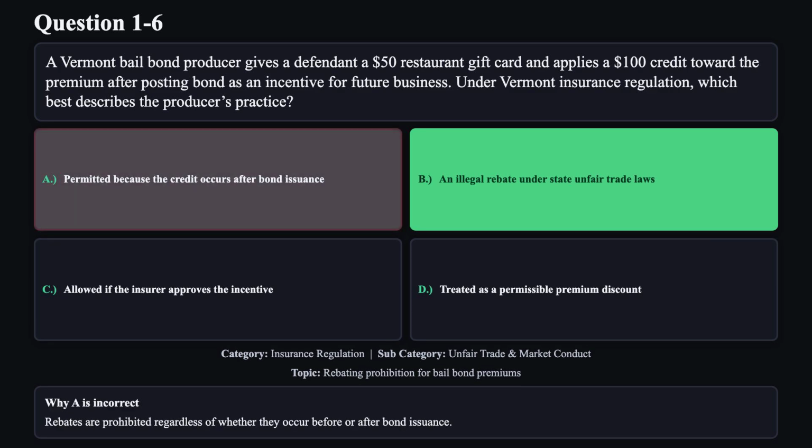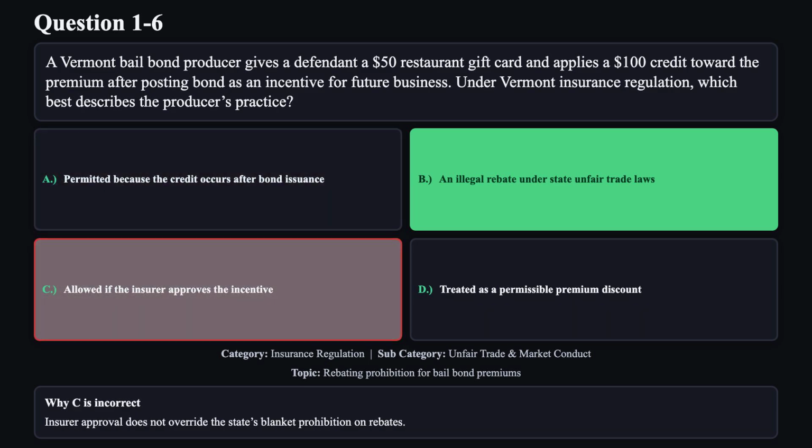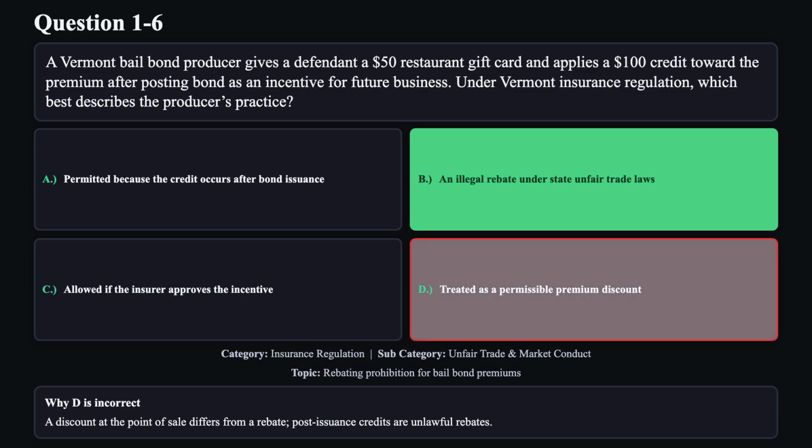Reason A is not correct. Rebates are prohibited regardless of whether they occur before or after bond issuance. Reason C is not correct. Insurer approval does not override the state's blanket prohibition on rebates. Reason D is not correct. A discount at the point of sale differs from a rebate. Post-issuance credits are unlawful rebates.